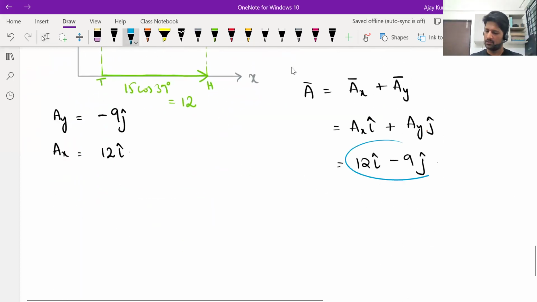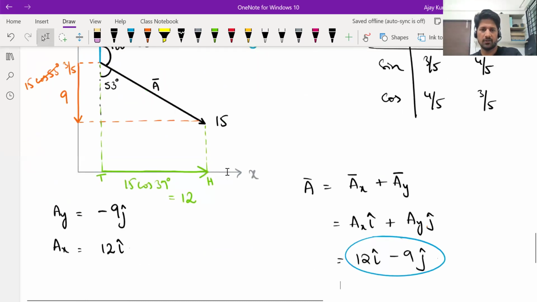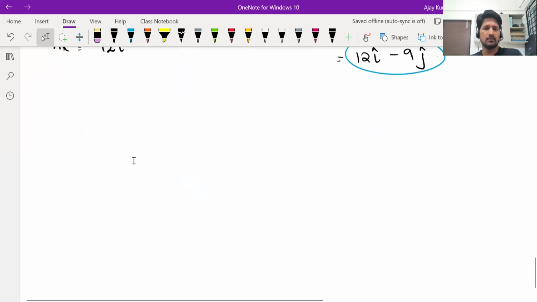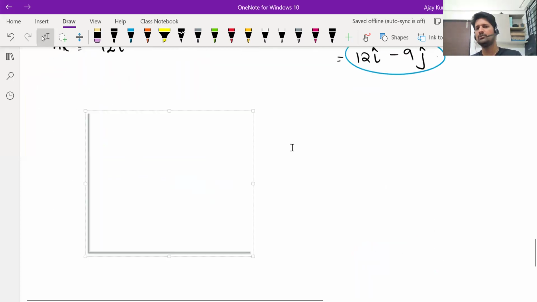So that is what we got here finally, 12 i cap minus 9 j cap. Okay, let's try this once again. I'll give you another vector. Calculate its components or express the vector mathematically. After this, we'll do the reverse. From components, you should be able to draw the arrow.